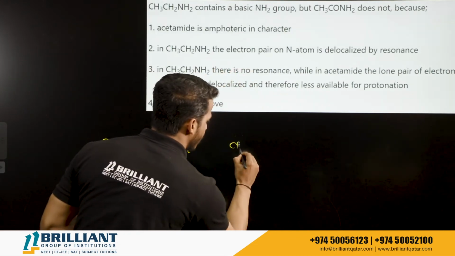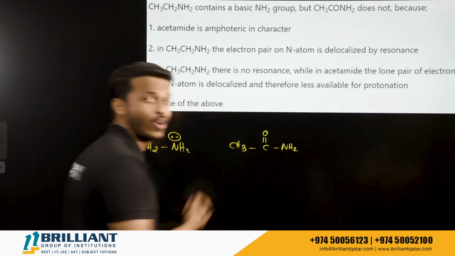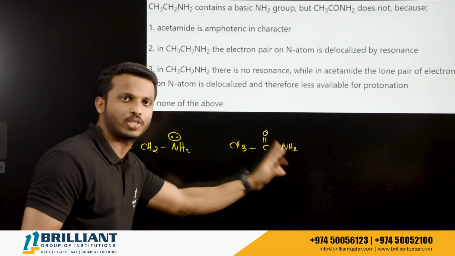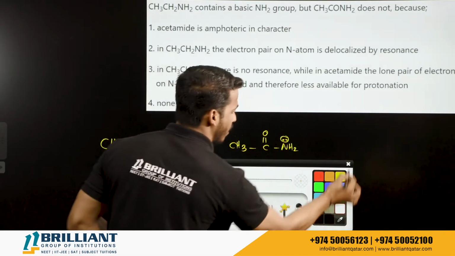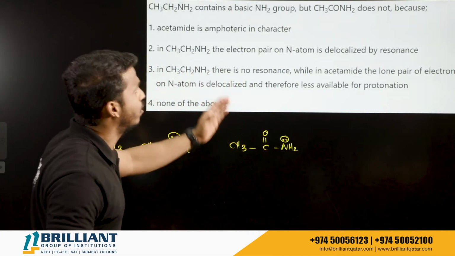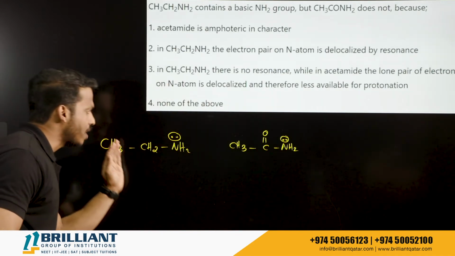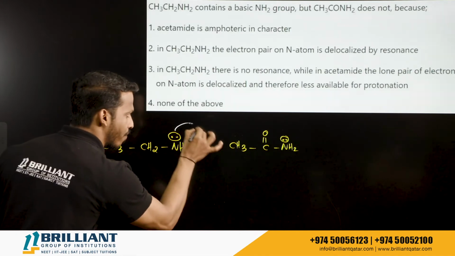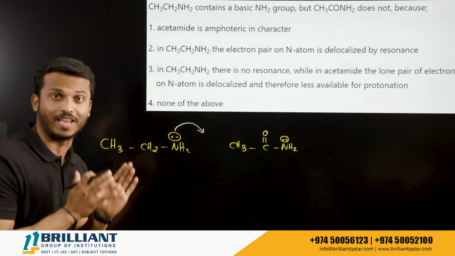But the CH3CONH2. What is CH3CONH2? It's an amide, dear all. You know, RCONH2 is called amide, right? So in amide also there is nitrogen with a lone pair, but the question, why does this amide not act as a strong base? Dear all, amines are basic in nature because they have an ability to donate the lone pair to other compounds. Therefore, they are called Lewis bases.